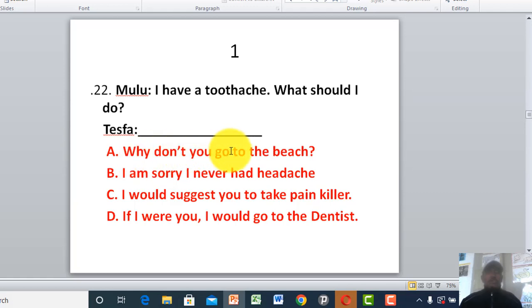Hey, why don't you go to the beach? What's a beach? Beach is a place to take a treatment. No, I'm sorry, I never had to. Yeah, no, an appropriate expression here. I'll suggest you to take painkiller. No, if I were you, I'll go to the dentist.